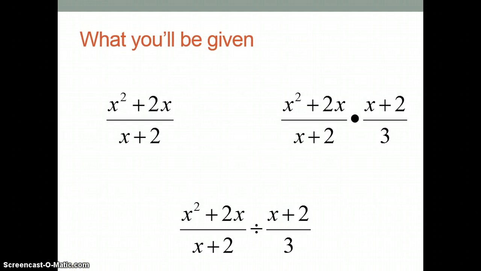Here are the types of problems that we're going to see. What we're going to be doing is taking these expressions and simplifying them, meaning we're going to write them in an easier way, something that is a little less complex. We're going to be multiplying certain fractions and canceling things out. We're also going to be dividing some fractions, so we're going to have to remember that we multiply and then we take the second fraction and flip it.